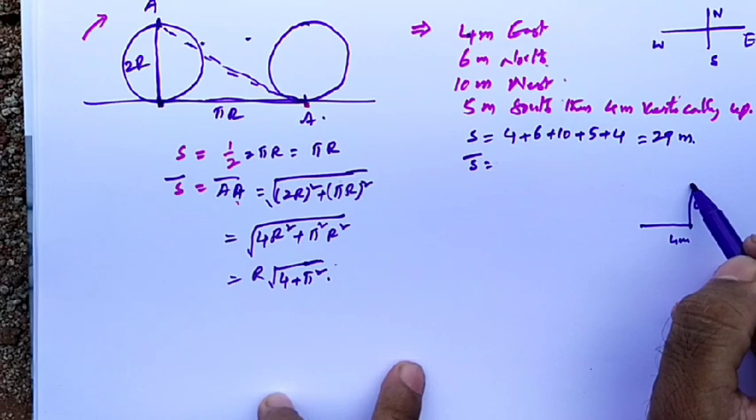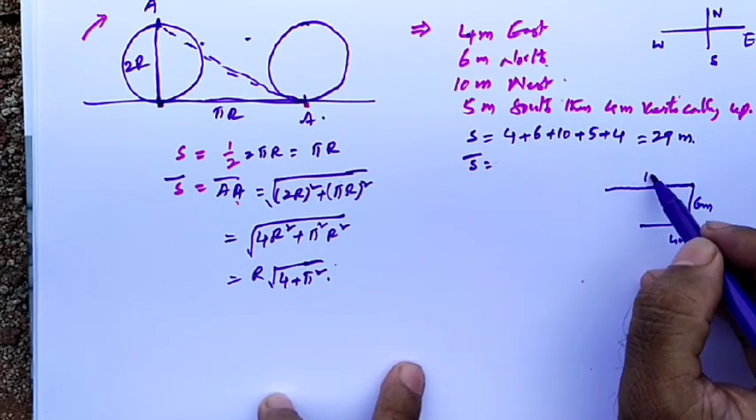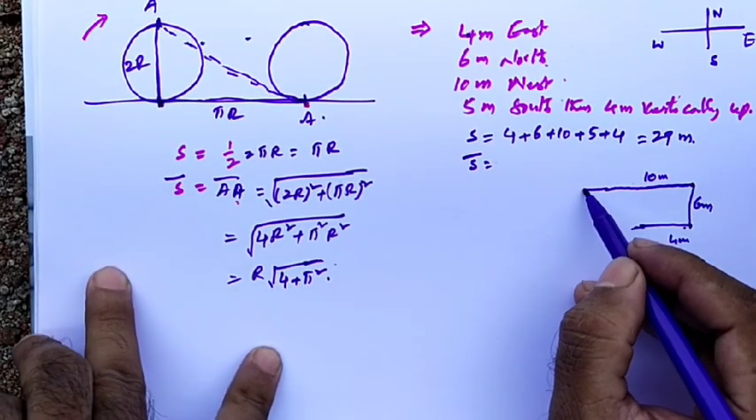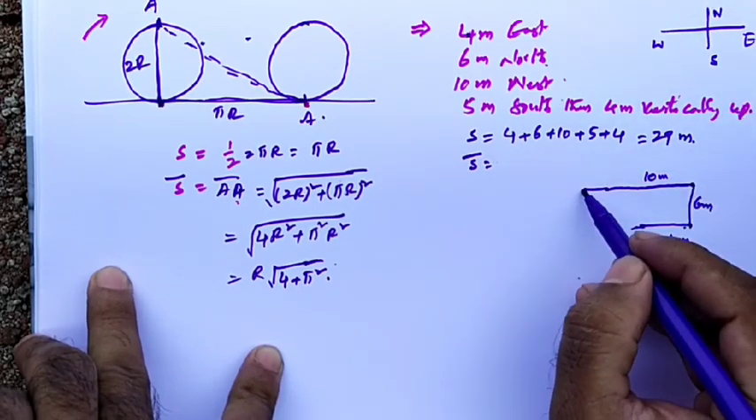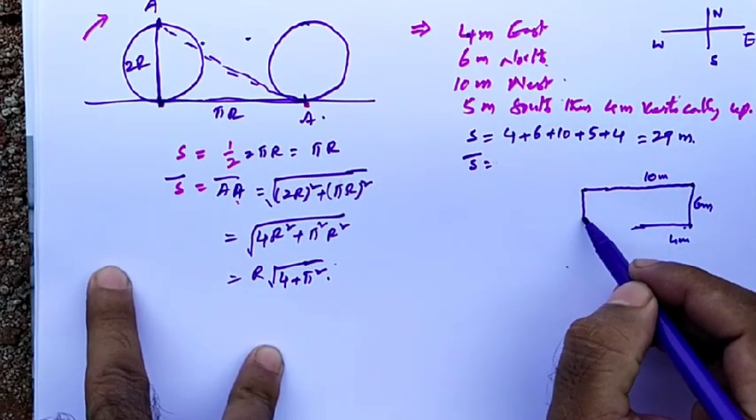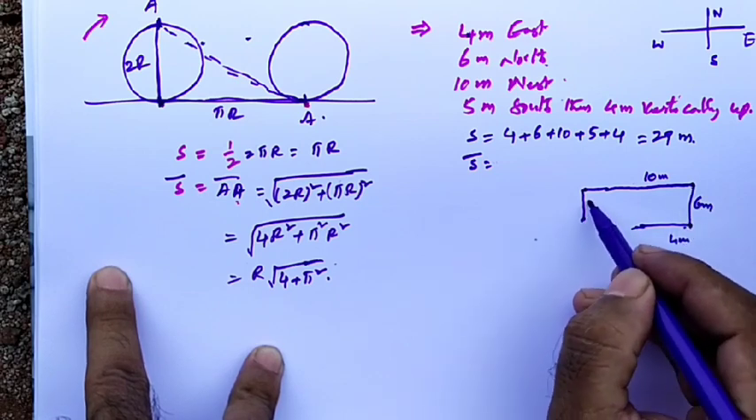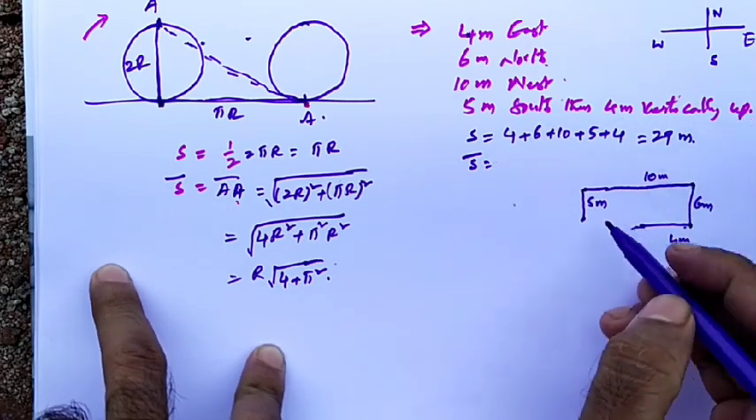Next from this point west, this side, how much? 10 meters. Means we should draw more than this. This is 4 meter, then 10 meter is this. Now here, from here 5 meters south. From here 5 meters south means up to this. We should not exceed this one, as this is 6, this is 5 meter. Let us take. Next, then from here 4 meter vertically up.